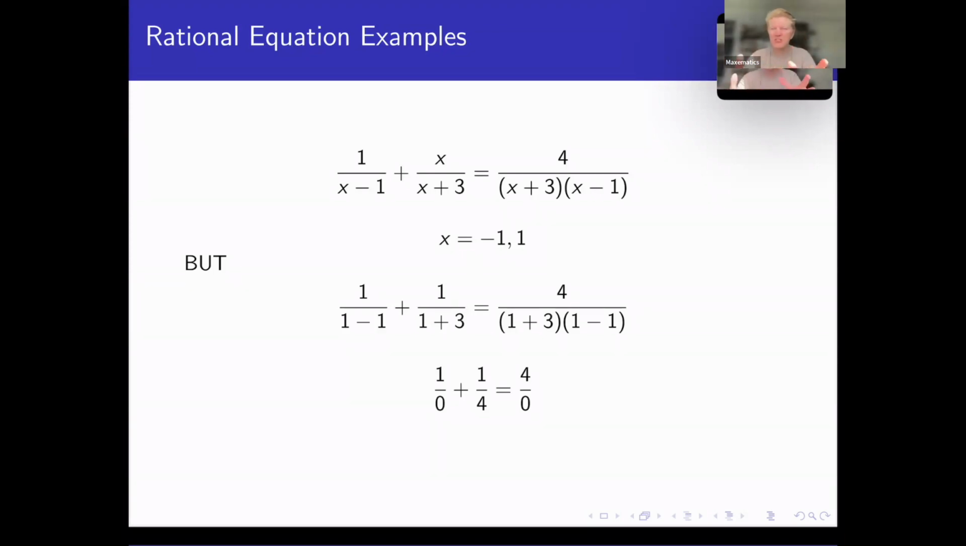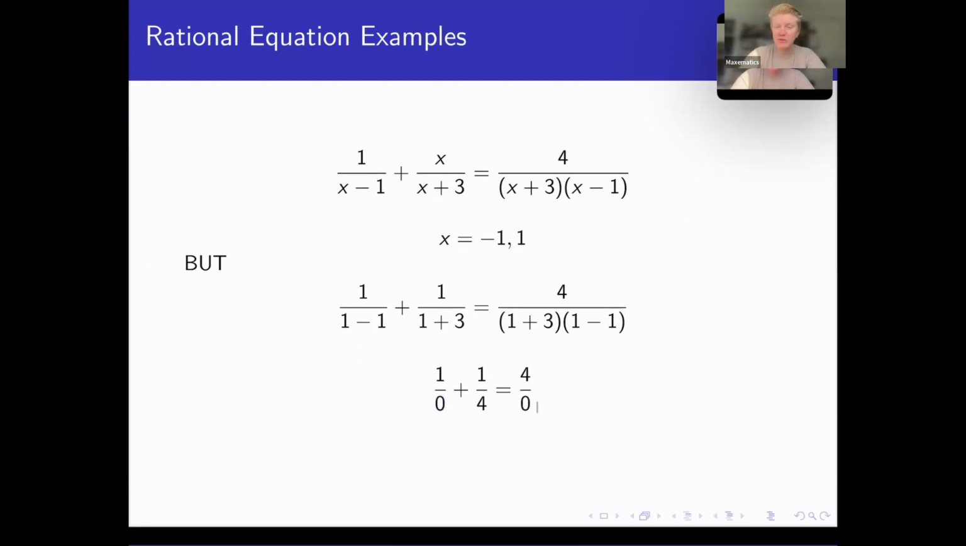We've kind of brushed domain so far. We're going to talk more about domain in 2.4, but look at the original denominators. You were never allowed to have 1 here. You were never allowed to have -3 here. So make sure when you check your answers that you don't run into problems like this, where 1 over 0 is literally undefined.